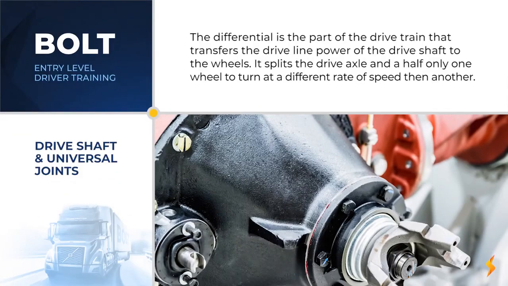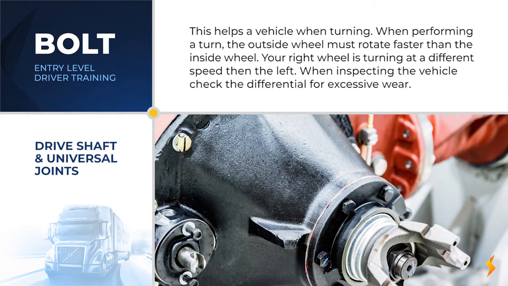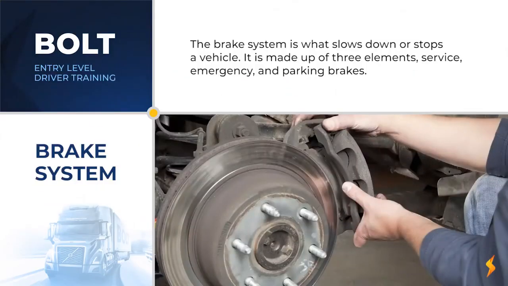The differential is the part of the drivetrain that transfers the driveline power from the drive shaft to the wheels, and it splits the drive axle in half, allowing one wheel to turn at a different rate of speed than another. This helps a vehicle when turning. When performing a turn, the outside wheel must rotate faster than the inside wheel, so your right wheel is actually turning at a different speed than your left wheel. When inspecting the vehicle, check the differential for excessive wear.